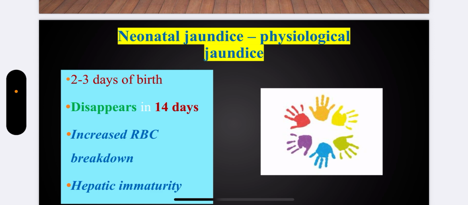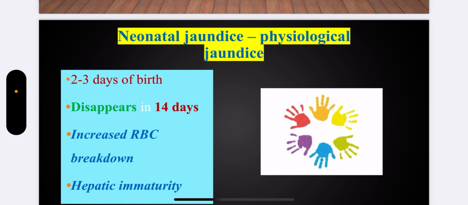All these types were pathological jaundice. Apart from these, there is also physiological jaundice, another name for which is neonatal jaundice. This type appears within 2 to 3 or 5 days of birth and disappears in 2 weeks or 14 days. It can occur because of excessive RBC production in the first few days after birth, resulting in increased serum bilirubin levels, or there can be hepatic immaturity during the first week of life.